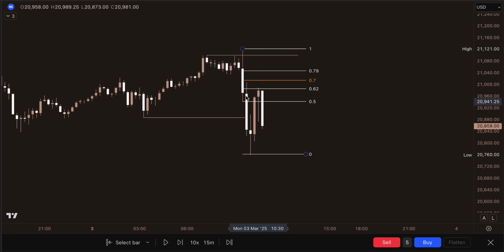See that? You will sell at any state as long as price goes above the 50%. If it taps into the 0.62, it's even perfect. If it taps into the 0.7, it's even more perfect. If it taps into the 0.79, that is a huge sign that you're going to see a huge expansion in the opposite direction.